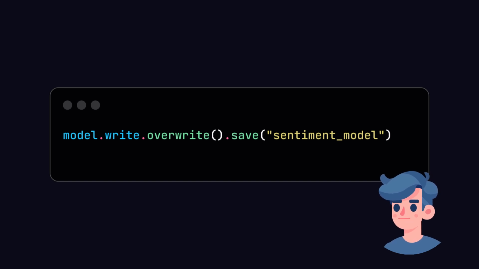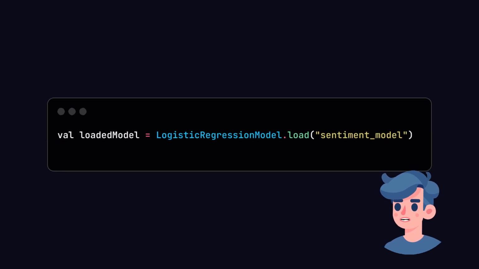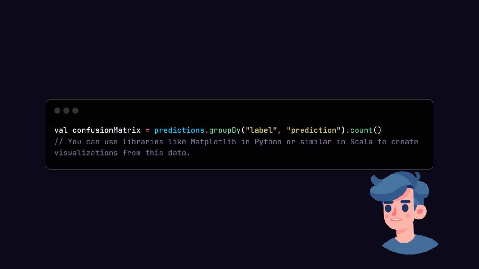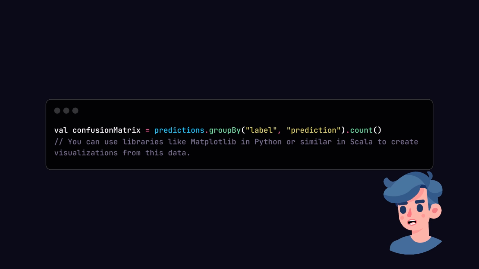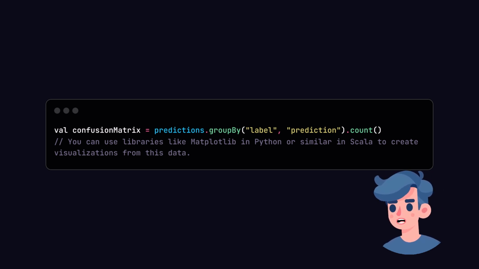Saving the model enables us to reload it later without having to retrain it. Here's how to do that. To load the model later, you can use the following code. We can also visualize our results for better insights. One way to do this is by creating a confusion matrix. While we won't build a full visualization in this tutorial, I'll show you how you can generate the data.